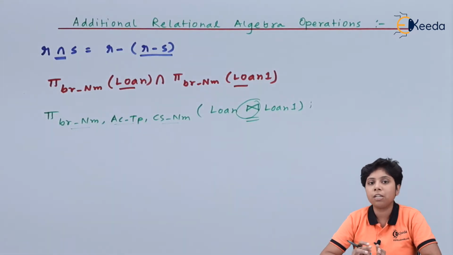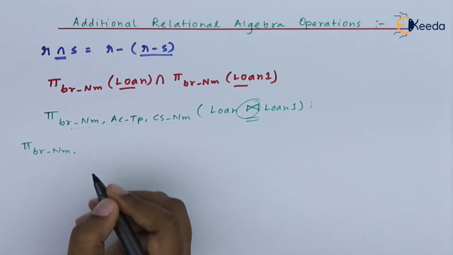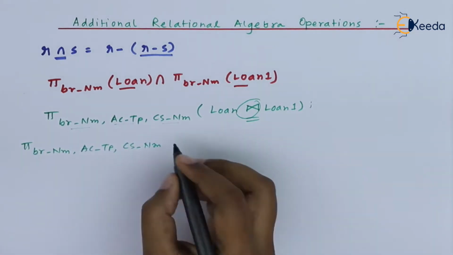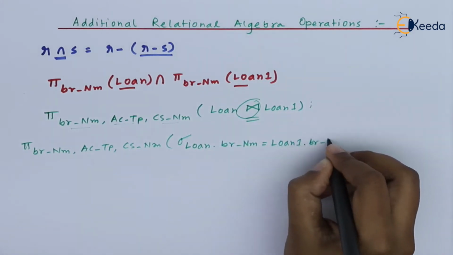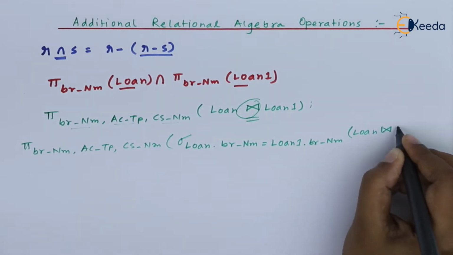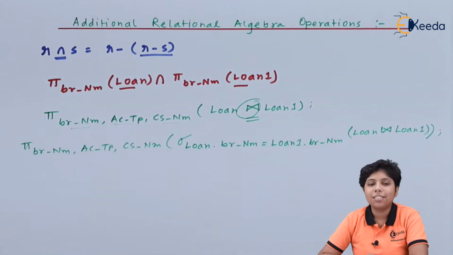Here we have to use an alias, or renaming, of the tables so that we can create the branch name matching. Or we can use the original table name followed by a dot and then the attribute name. Let's see how to do that. This is the basic query we have. Let us first look at the result of the Cartesian product or natural join of loan and loan1 here.